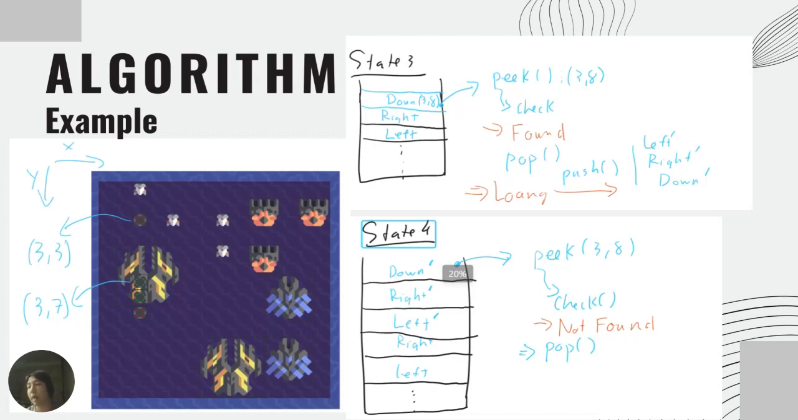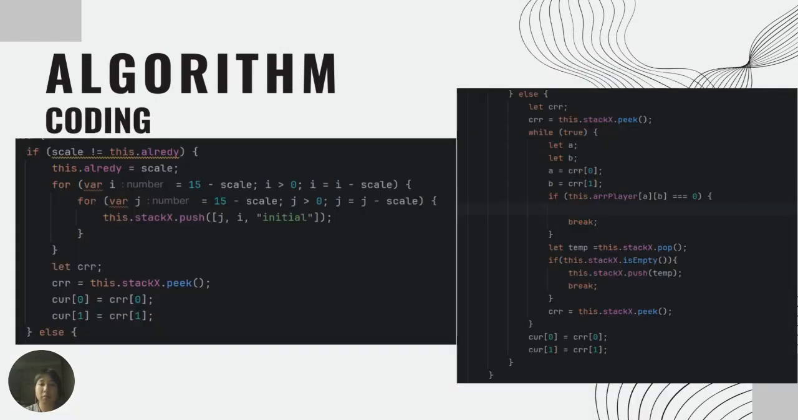And this is the main method for our automatic playing machine. Here is the coding.